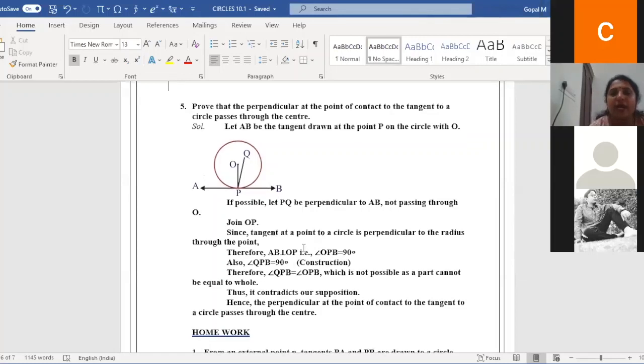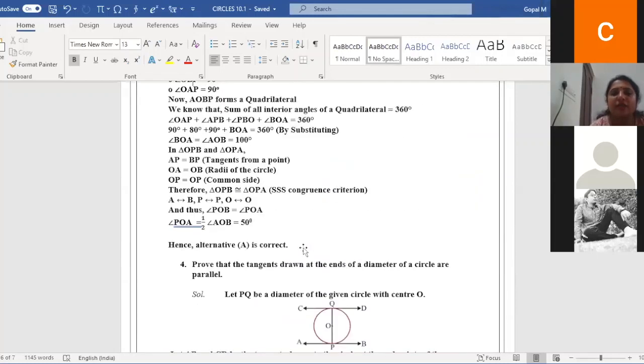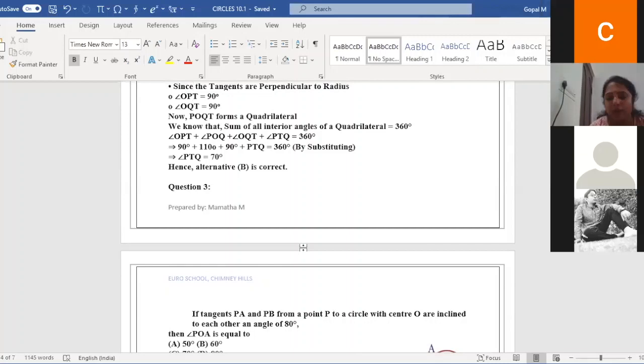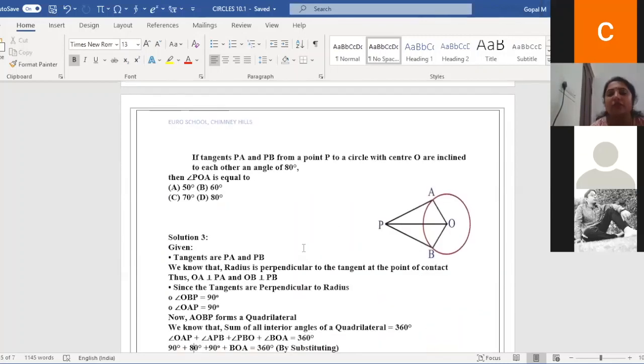Class, I just discussed yesterday's homework, and one important point we have learned, according to theorem 10.2, is that from the exterior point, when we draw tangents, the angle formed by the two tangents and the interior angle inclined at the center, these opposite angles are supplementary. We have learned this from this one.